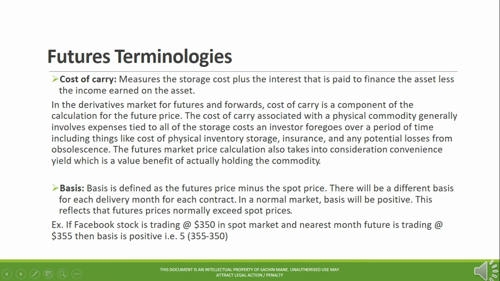For example, if Facebook stock is trading at $350 in the spot market, and the nearest month future is trading at $355, then basis is positive, that is, 355 futures price minus 350 spot price.